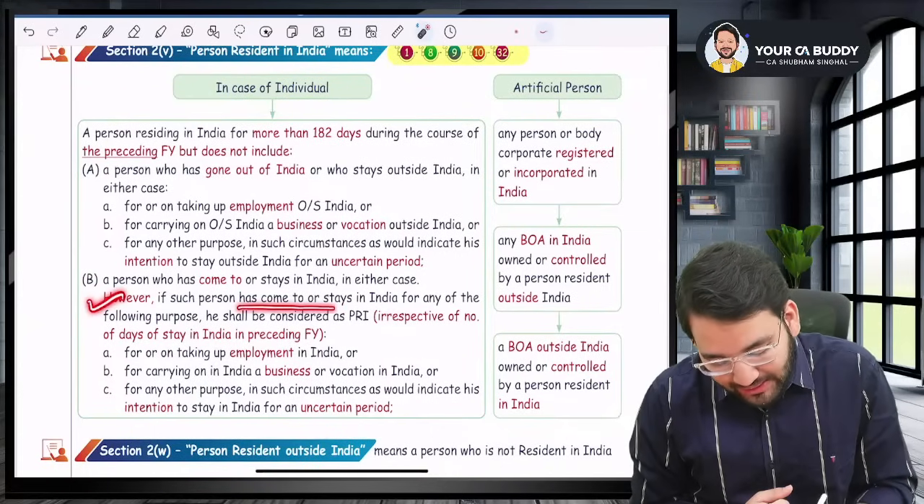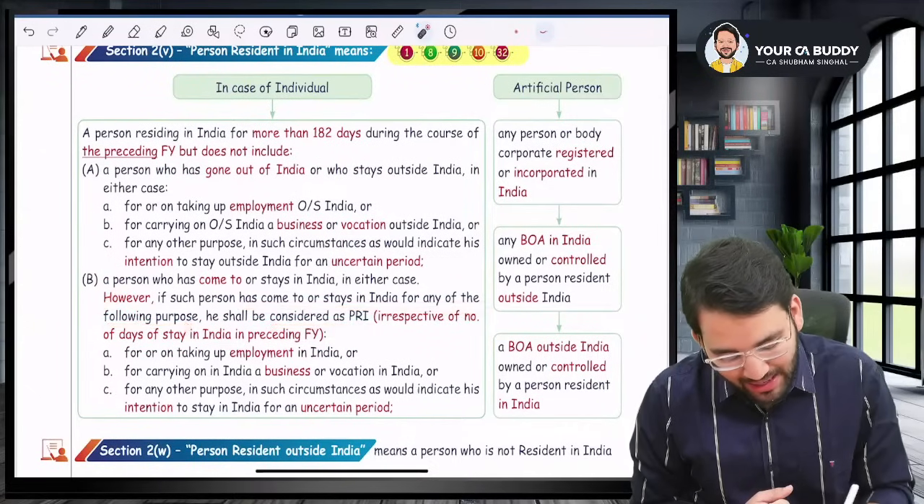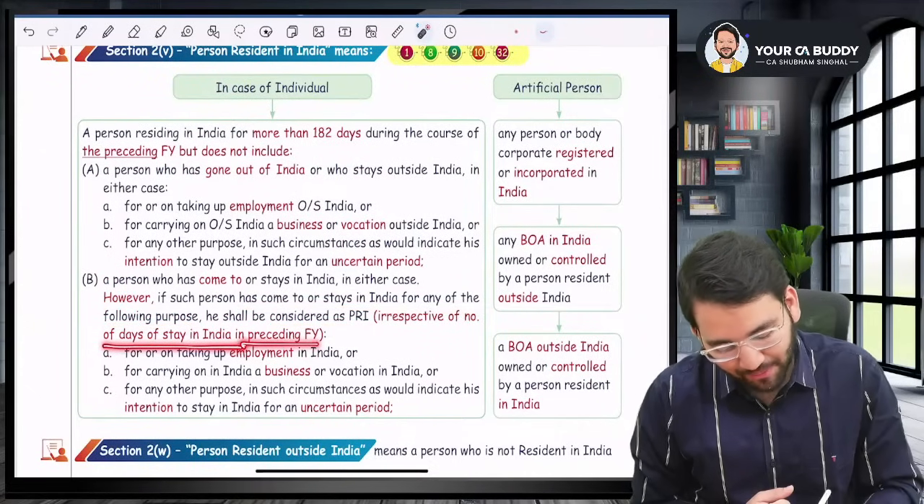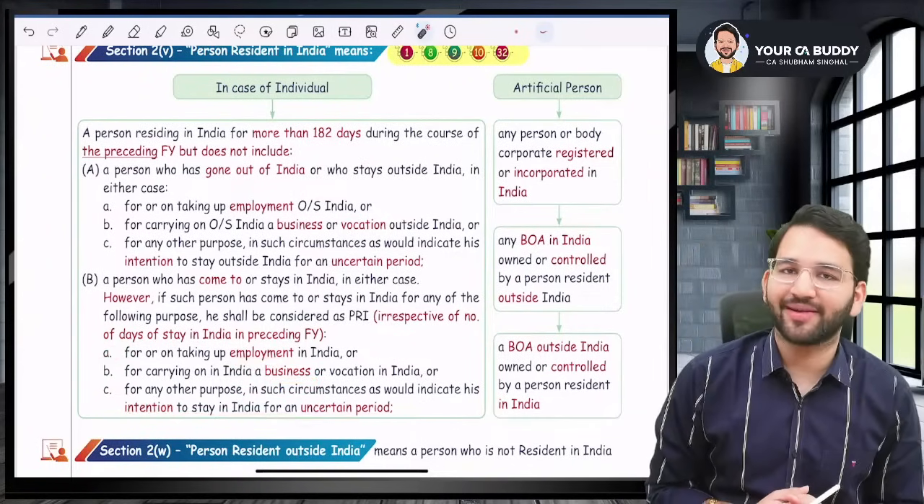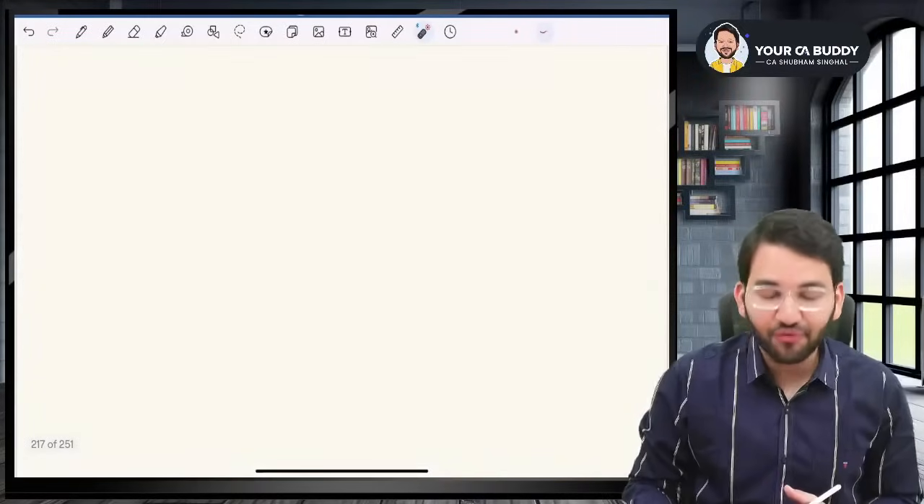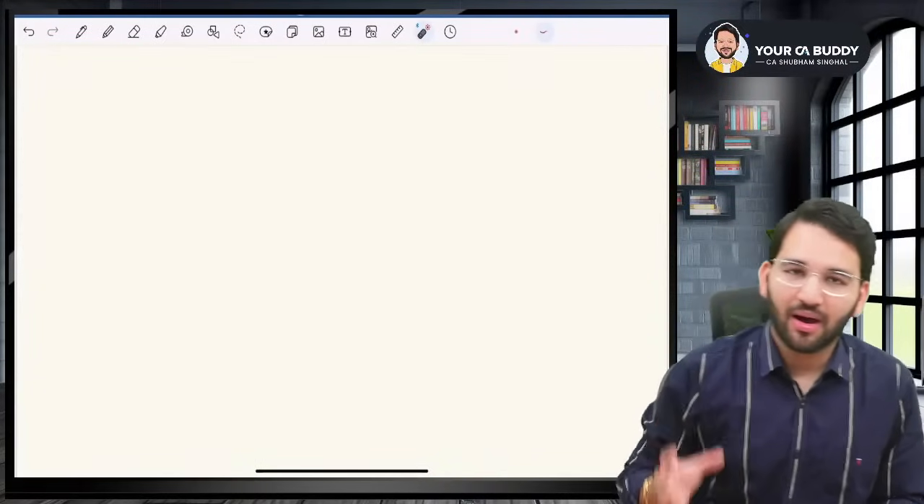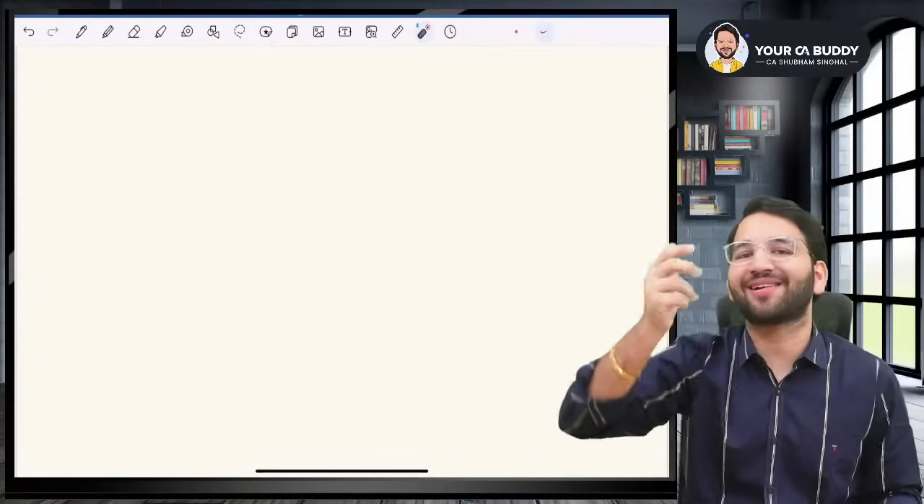However, if such a person has come to or stays in India for any following purpose, he shall be considered as a PRI, irrespective of the number of days in the preceding previous year: for employment, business, or intention to stay an uncertain period. So let it be, I'll explain it to you. Listen to me. If you have sample notes or rough notes, you can scribble it there. Scribble right along with me for better understanding.